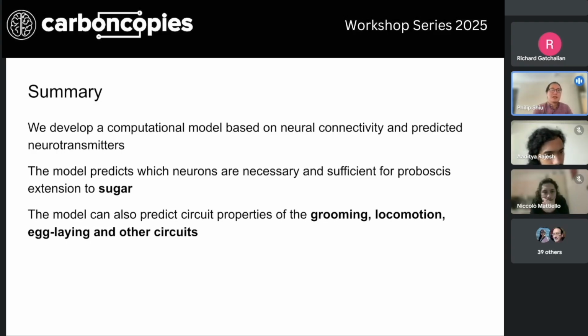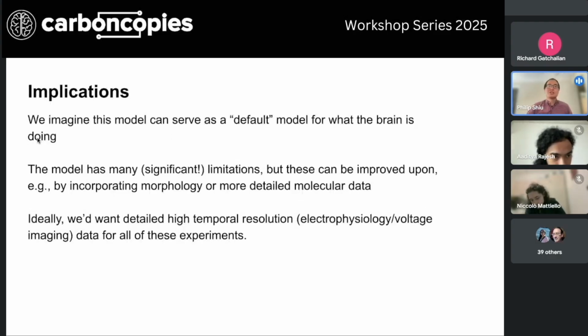So in summary, we developed a computational model based on the connectome and predicted neurotransmitters. We can predict what neurons are going to be necessary and sufficient for proboscis extension to sugar and to water, but I didn't discuss this. The model can predict circuit properties for grooming in addition to the taste circuit, and in data that I have not shown, it can predict various properties of the grooming, locomotion, egg-laying, and some other circuits. The implications are that this model can serve as a default model for what the fly brain is doing. Of course, I want to point out that the model has a lot of significant limitations, but these can be improved on by, say, incorporating morphology or detailed molecular data.